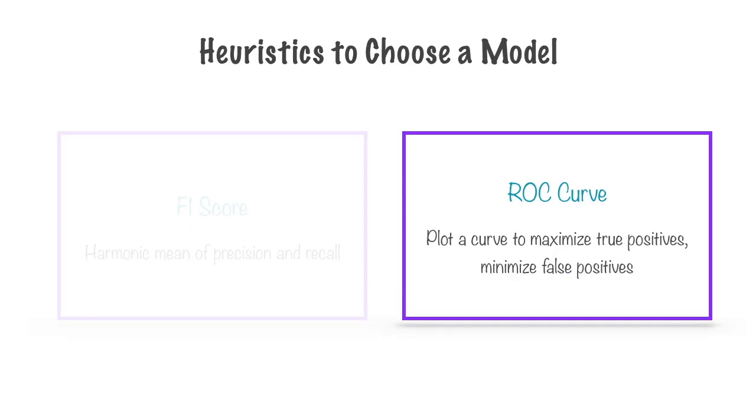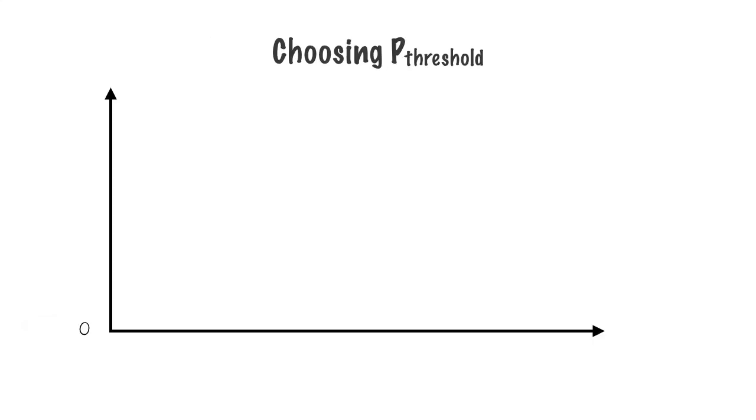Using the F1 score to choose a good model was pretty straightforward. Let's see what the ROC curve is and how we would use it to get a good classifier model. The ROC curve plots the true positive rate of your machine learning model against the false positive rate.